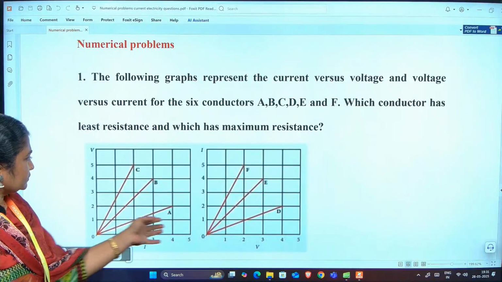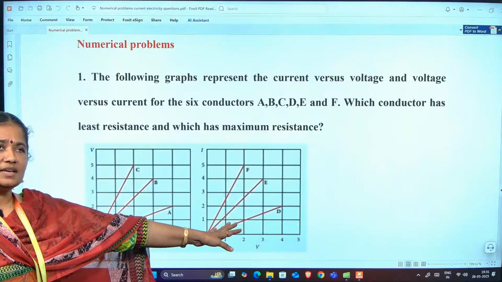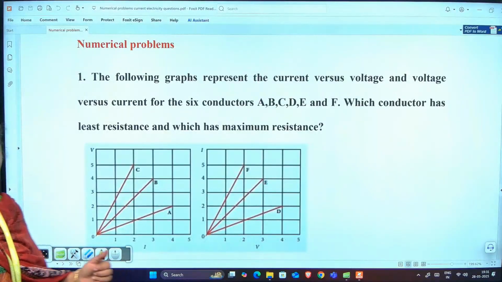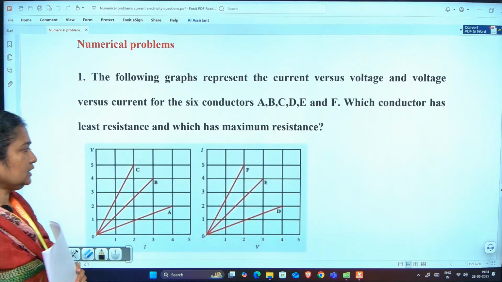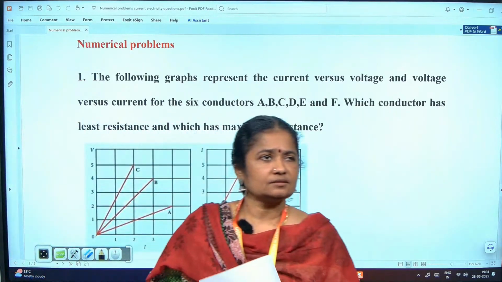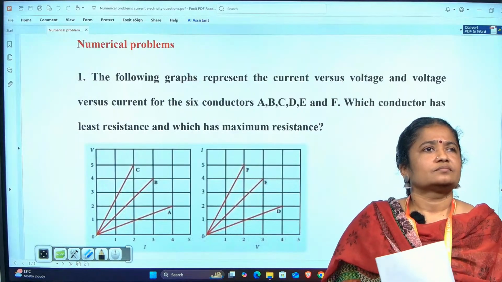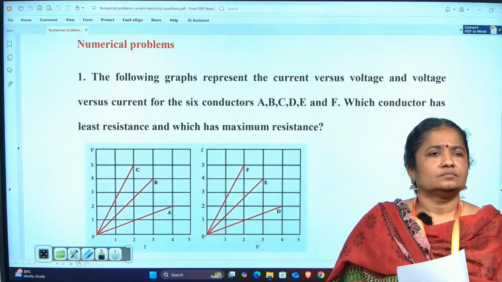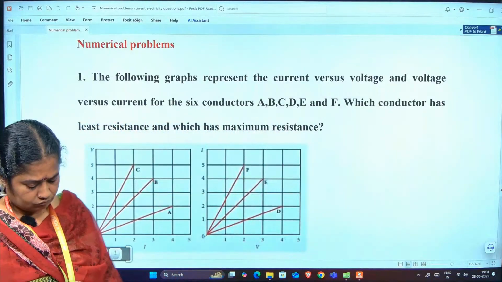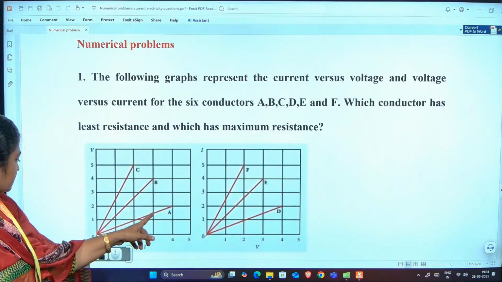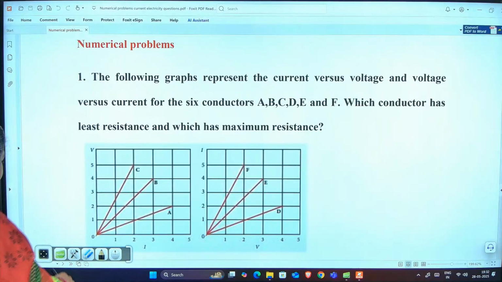Calculate the slope here and the reciprocal of the slope in this case from this graph, and calculate the resistance of all the 6 conductors A, B, C, D, E and F. Fast. Ma'am, C has maximum resistance, F has minimum resistance, ma'am. Okay. Now tell me the resistance of each conductor.